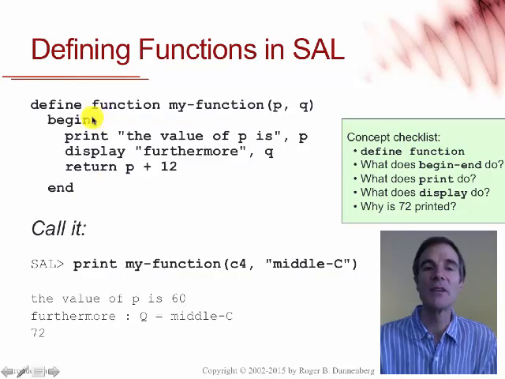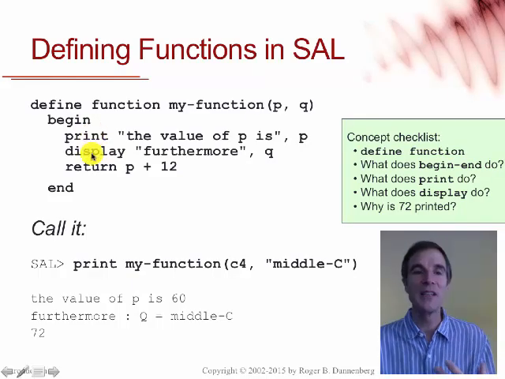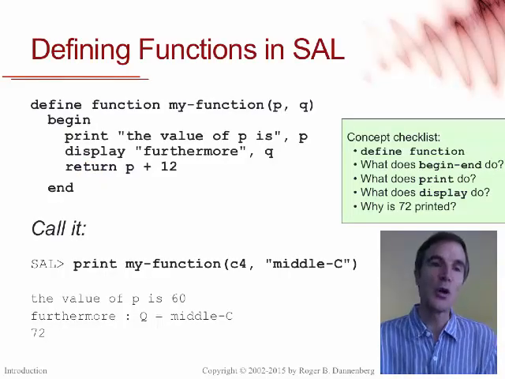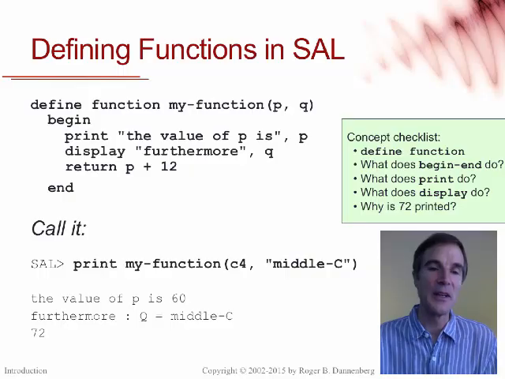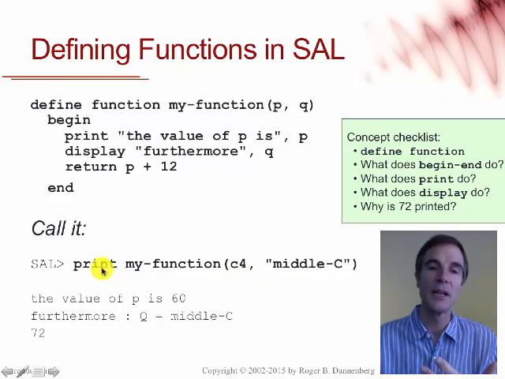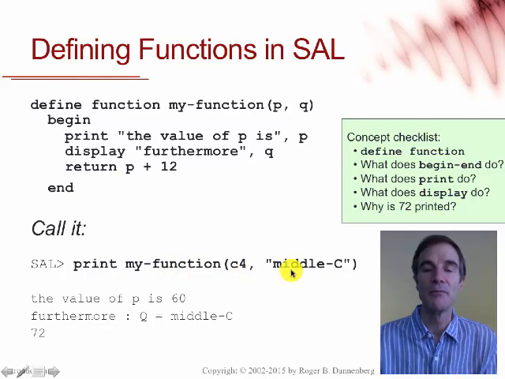The body of this function is a begin-end pair, which serve as brackets around a list of statements. The statements are a print command, a display command, and a return command. We'll look at what's going on there in a second. But let's assume that we have created this function, typed it into a file, and loaded the file, and so now we can call it. We can type, for example, print my function with the parameters C4 and middle C, the string.